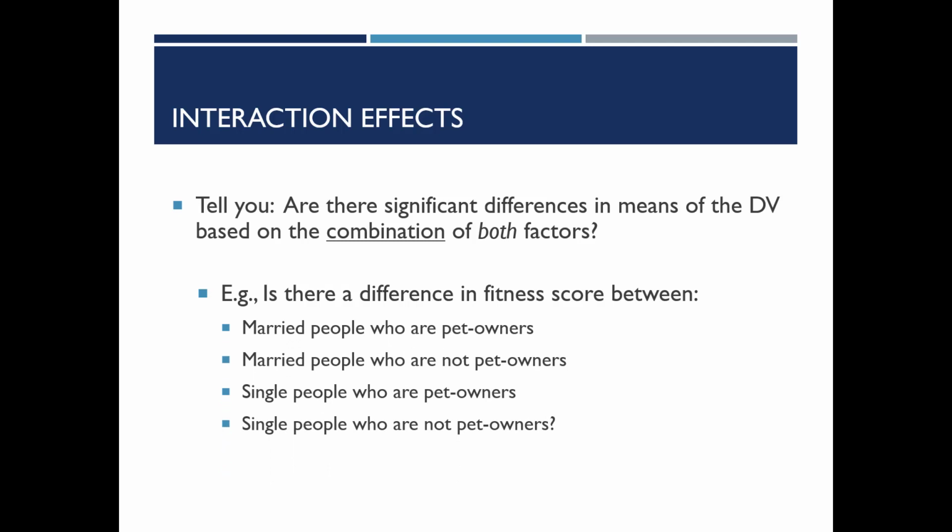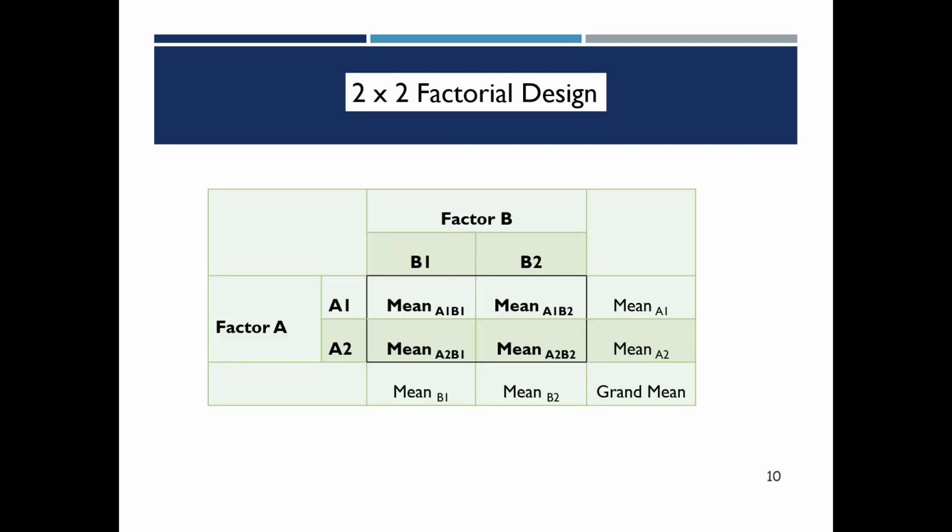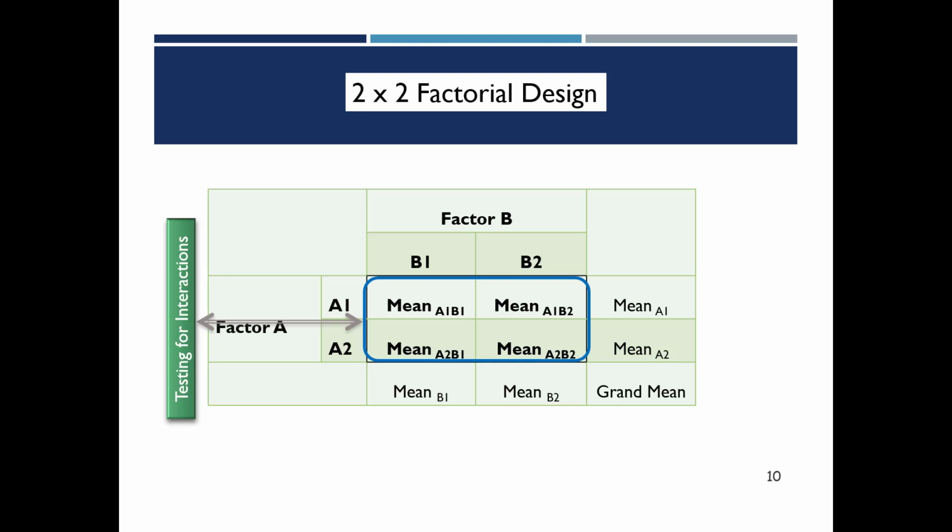And so is there a difference in mean fitness score between any of these 4 categories? Married people who are pet owners, those who are not, and then single people who are pet owners and those who are not. If you look at the 2x2 factorial design, you are now looking at the 4 means that are created by those 2 different IVs combined. And so you're testing for interactions and looking to see if there are any mean differences across these 4 means inside the 2x2 table.